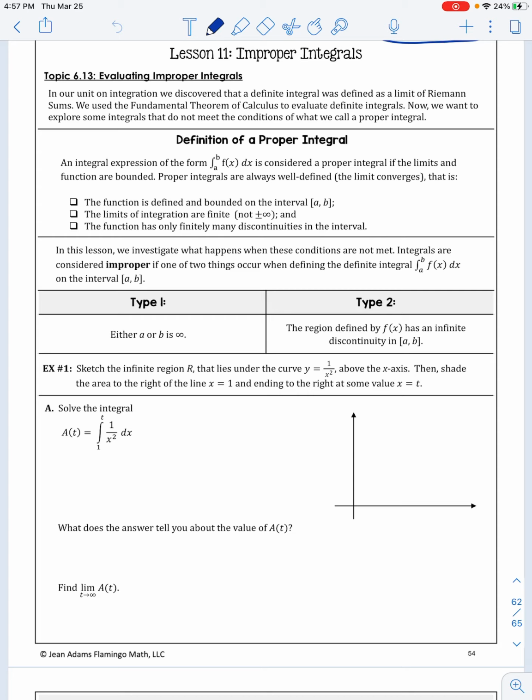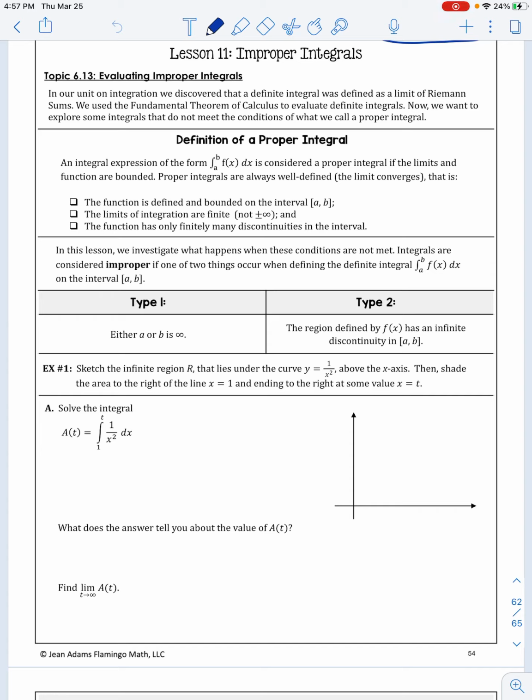So in this lesson, we investigate what happens when these conditions are not met. Integrals are considered improper if one of two things occurs when defining the definite integral, the integral from a to b of f of x dx on the closed interval [a, b]. Type 1: either a or b is infinity, so one of your limits of integration could be infinity or negative infinity. Type 2: the region defined by f of x has an infinite discontinuity in the closed interval [a, b]. So we will show you these two different types.